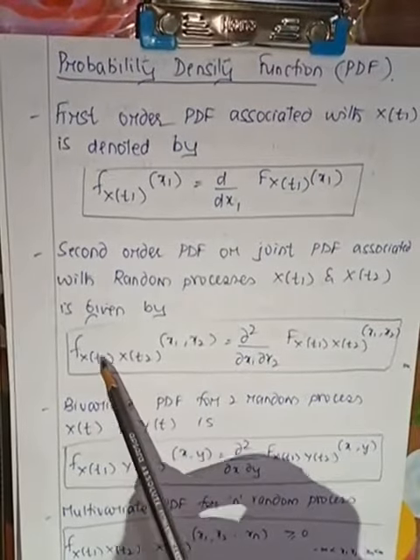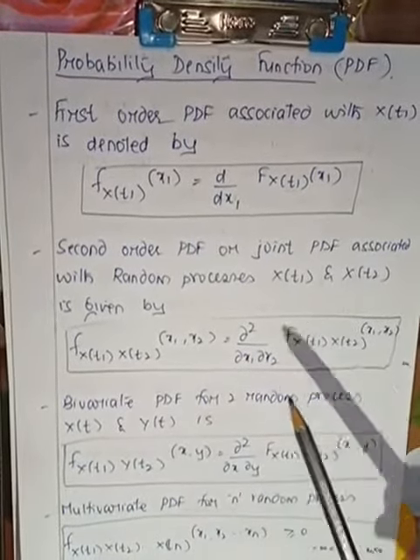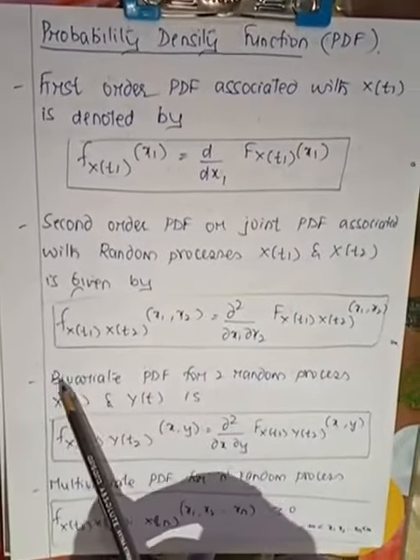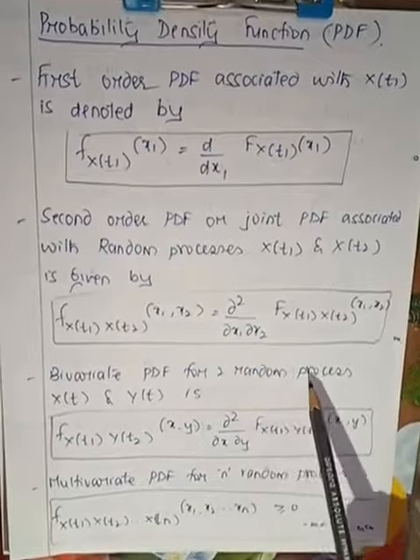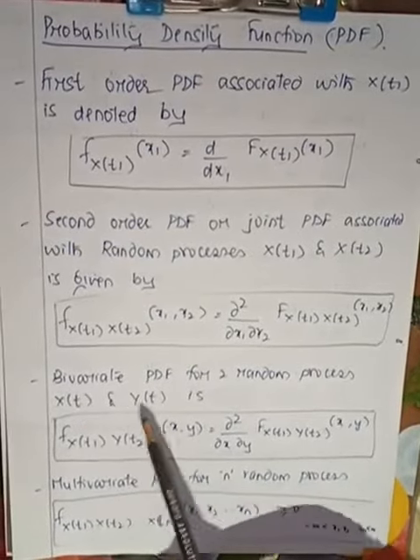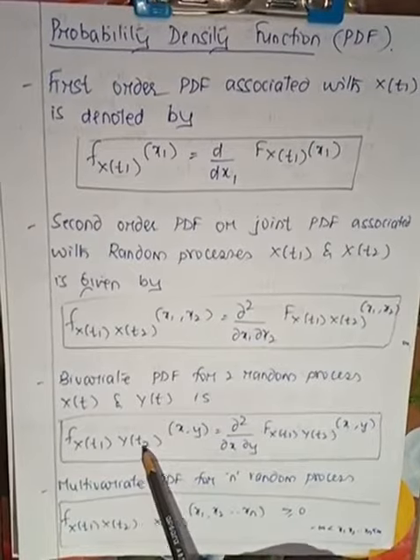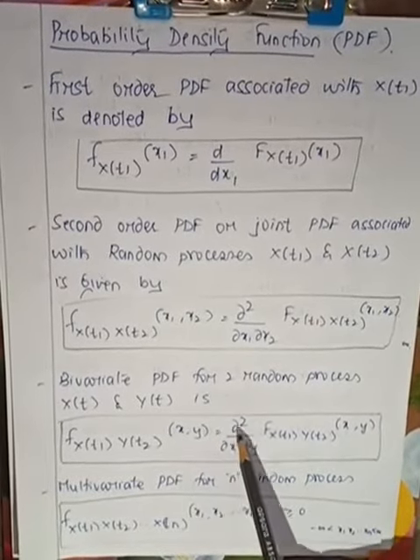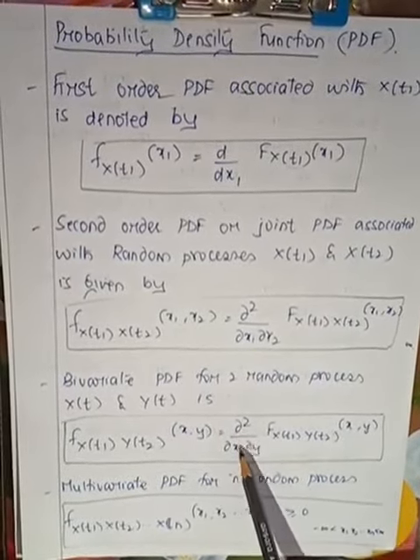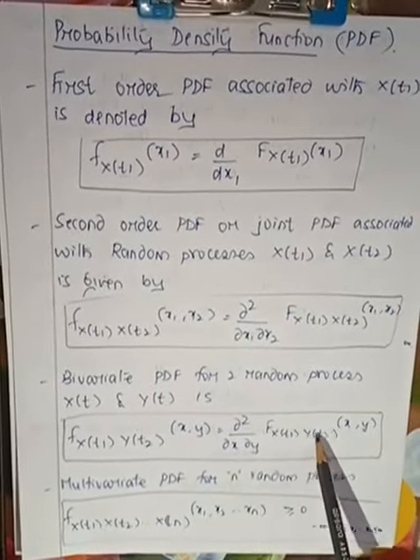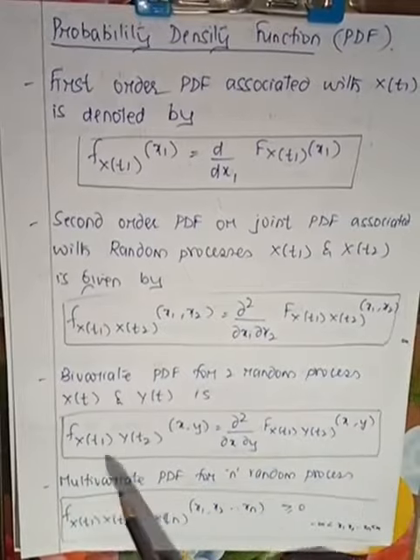Again here also, t1, t2 are the extra terms. Rest everything we have studied in the second module. Now the next one is the bivariate PDF for two random processes, X of t and Y of t. So fX(t1)Y(t2) of x and y is equal to the partial differentiation of the CDF of X of t1, Y of t2 of x and y.